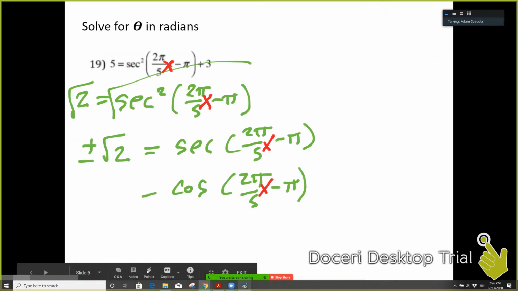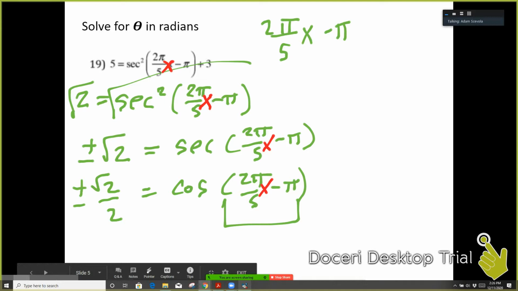All right, the secant equal to plus or minus root 2 means cosine is equal to the reciprocal of that, which would be plus or minus 1 over root 2. If you rationalize that, that's root 2 over 2. So we know that all the angles between 0 and 360 that would satisfy this, if we plugged in 2 pi over 5x minus pi, would be 45 degrees, which is pi over 4.